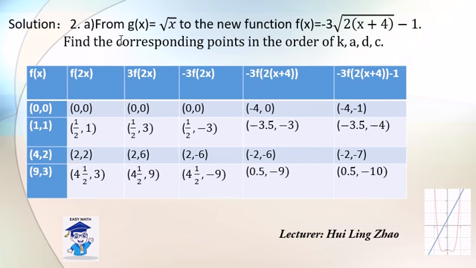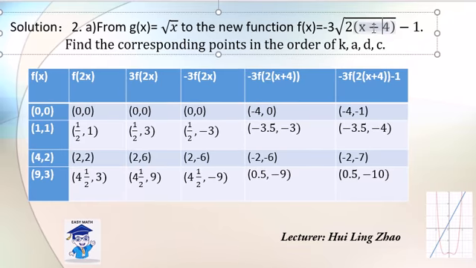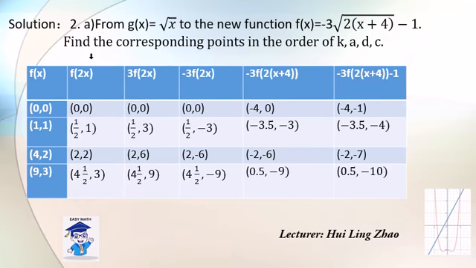Solution A, from g(x) equals square root of x to the new function f(x) equals negative 3 times the square root of 2 times the whole term (x plus 4) and then minus 1. Find the corresponding points in the order of k, a, d, c. You can see the first column is for the original function. There are 4 points.